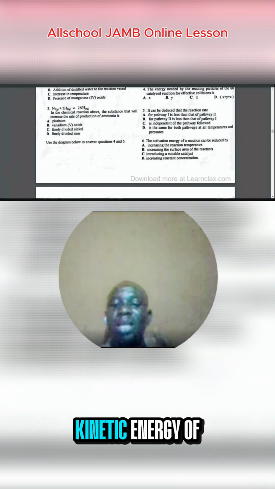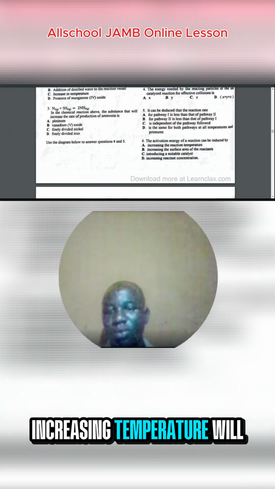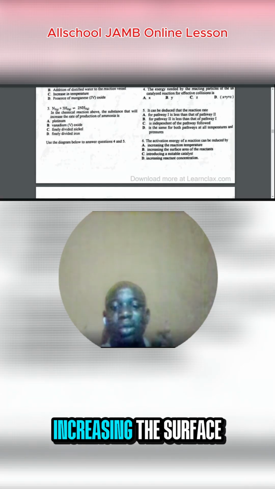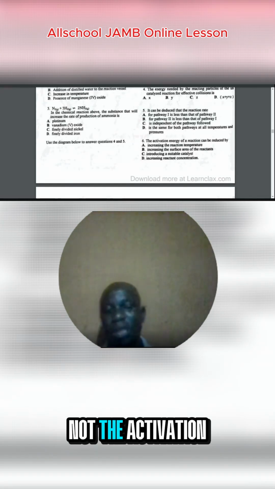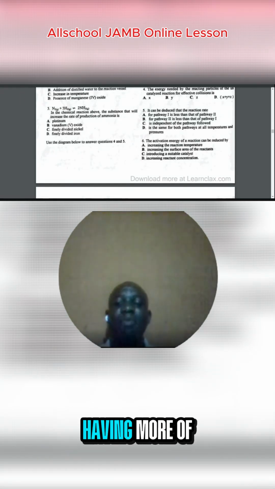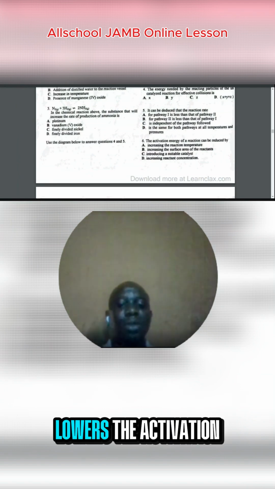Temperature will increase the kinetic energy of the reacting particles, so it makes them more energetic. Increasing temperature will make the reacting particles more energetic. Then B, increasing the surface area. Increasing the surface area will increase the number of contacts, not the activation energy. Increasing the concentration, that means you're having more of the reactive particles. That is increasing the concentration. And when you introduce a catalyst, a catalyst lowers the activation energy.